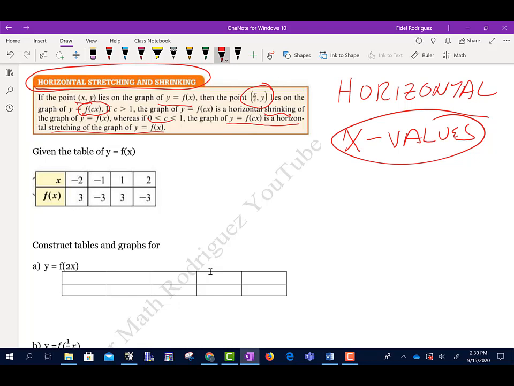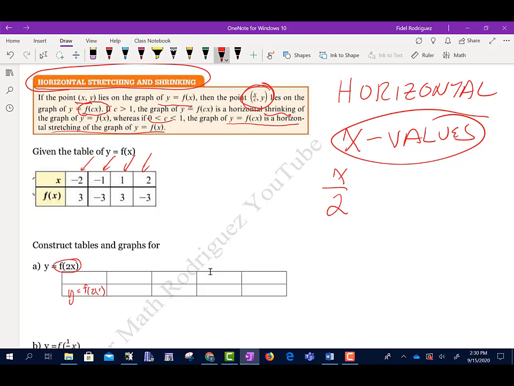All right. So y equals f of 2x. Okay. So notice where the 2 is. The 2 is on the inside. And the way I'm going to find my new x values, guys, is I'm going to take my x values and divide them all by whatever the number c is. In this case, it's 2. Okay. So notice what we have here. I'm going to take these x values and divide them all by 2.